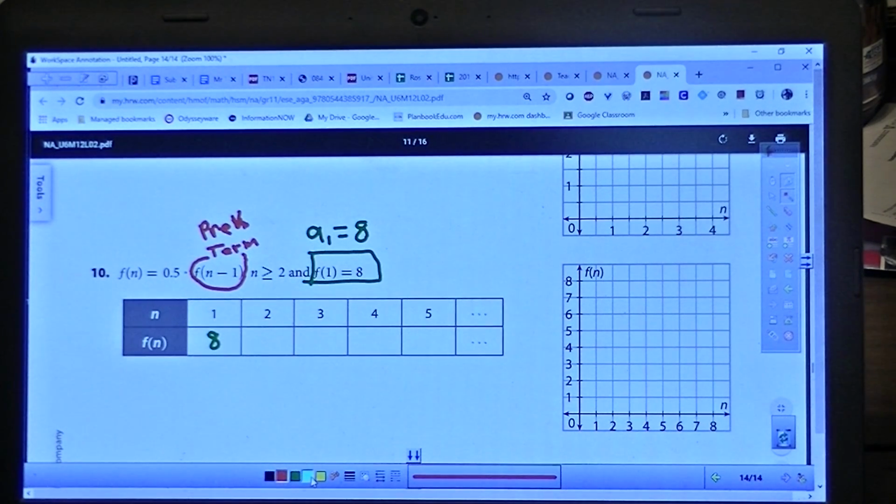This is our what? What's this? It's our ratio. Okay. So if I want the second term, we're going to go to the previous term times half, which would be 4. If I want the third term, I'm going to go to the previous term and take half of it, which is 2. So on and so forth. Make sure you plot the points.